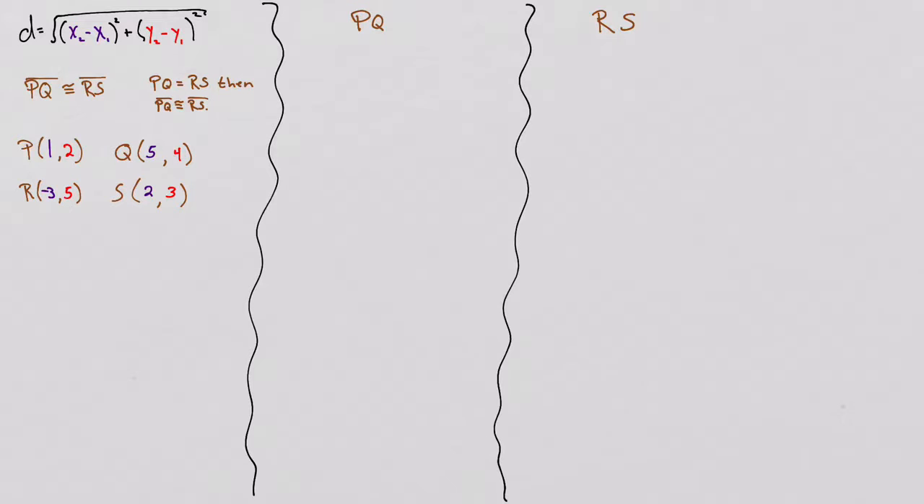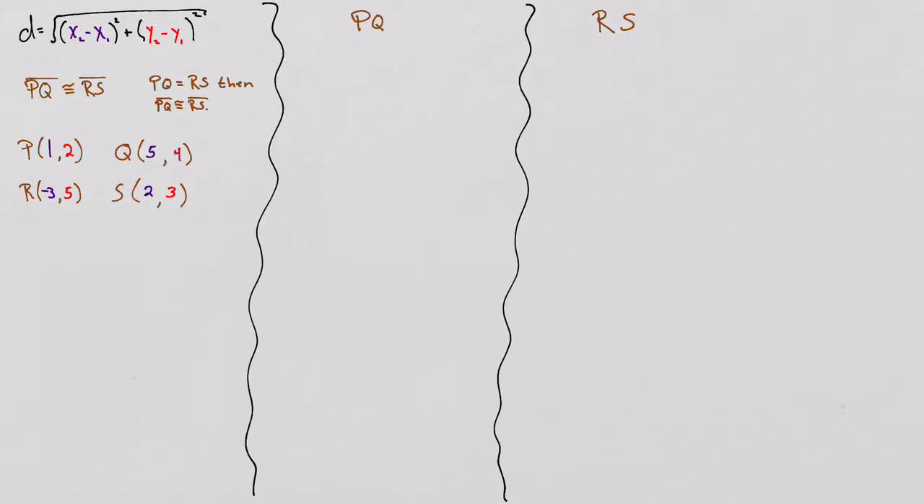All right, so I am going to work number 2 on our suggested problems from day 1 for probability. The question reads, is segment PQ congruent to segment RS given that point P is (1, 2), point Q is (5, 4), point R is (-3, 5), and point S is (2, 3)? And I give you the distance formula there.